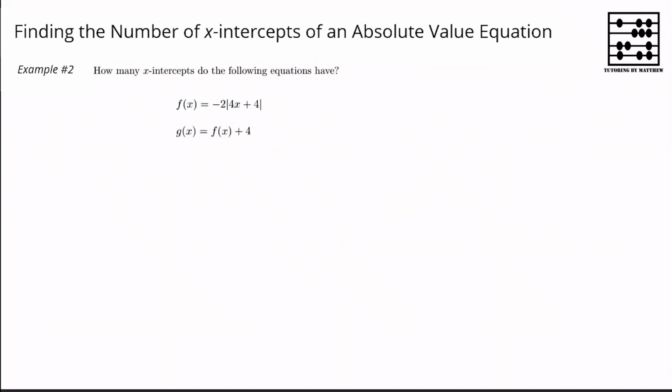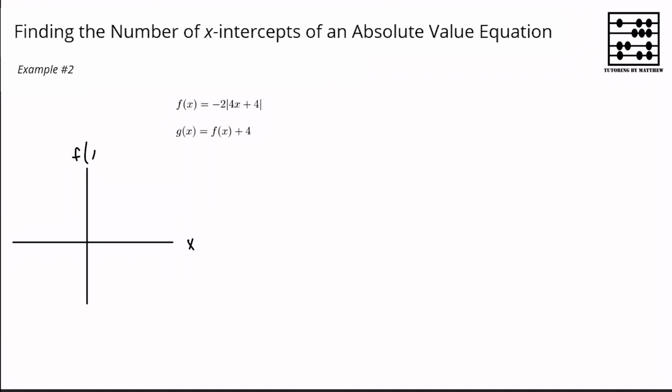Let's look at another example. Feel free to pause the video here and try it on your own. Here we have another 2 absolute value equations written as functions of x, and they want us to find the x-intercepts again. Just like we did before, we need to know which direction they're facing, up or down, and the vertex. Let's plot f of x first.